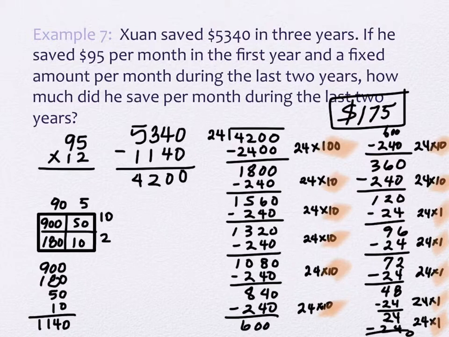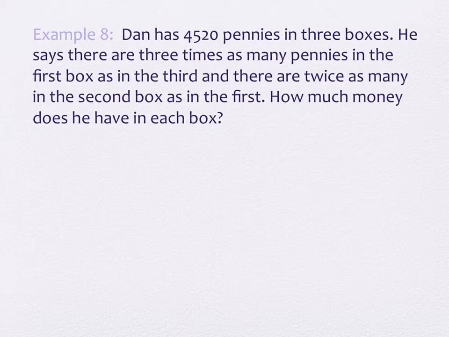We've got Dan. Dan has 4,520 pennies in 3 boxes. He says there are 3 times as many pennies in the first box as in the third box, and there are twice as many in the second box as the first box. How much money does he have in each box? So, what might you do to start solving this problem? This is almost like going back to the problem-solving stuff from chapter 1.